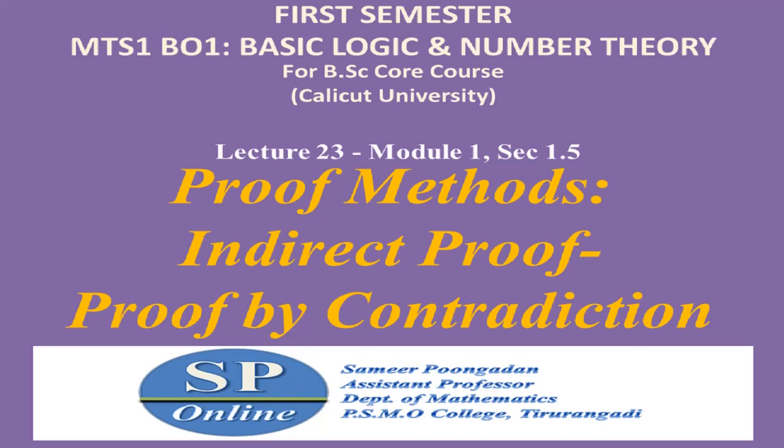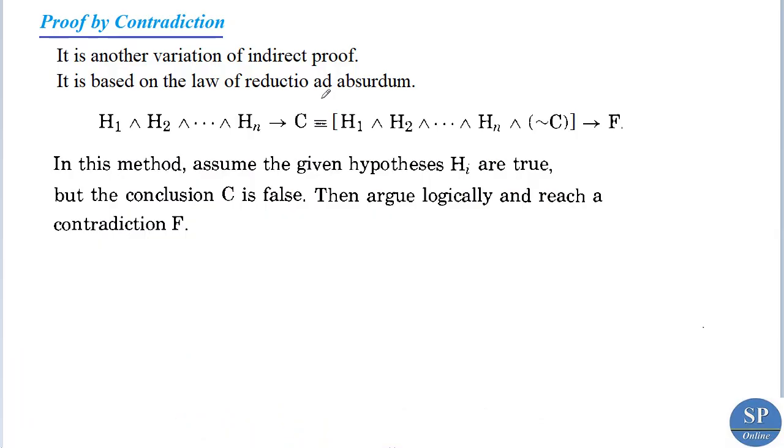Hello everyone. Today we are going to discuss another indirect proof method, which is proof by contradiction. In the last lecture, we discussed proof of the contrapositive. It was one kind of indirect proof. Now, proof by contradiction is another variation of indirect proof. So we know indirect proofs are of two types. One is proof by contradiction, and the other is proof of the contrapositive. We already discussed the proof of the contrapositive. Now we have to discuss proof by contradiction.